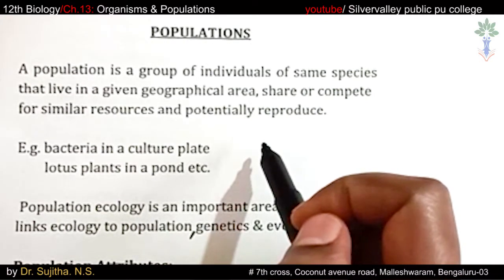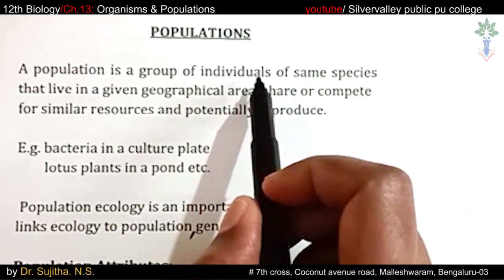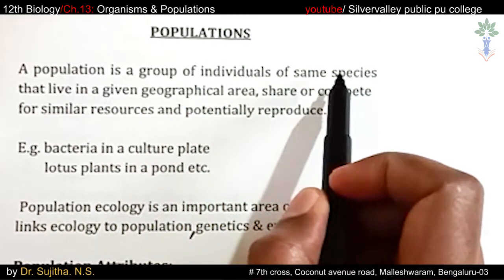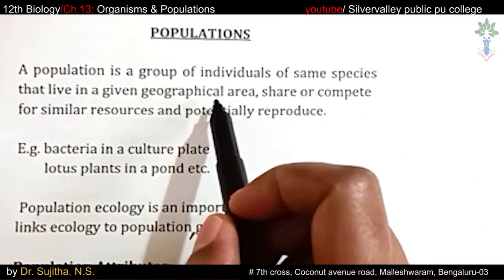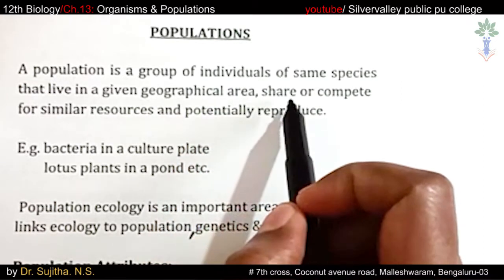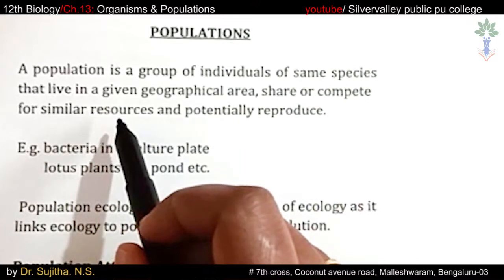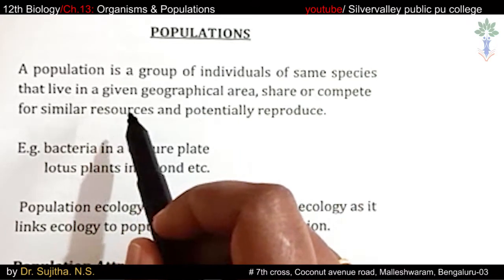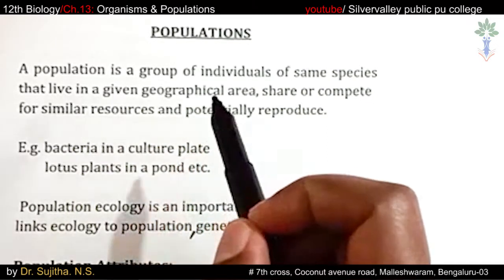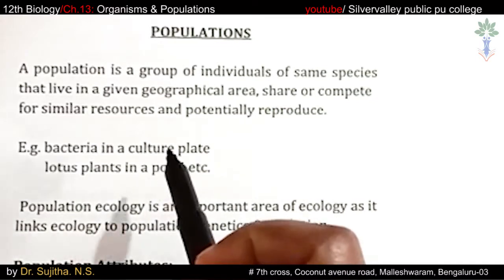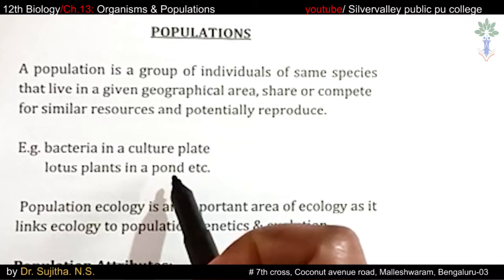With respect to population, it can be defined as a group of individuals of the same species. Here, the species are all the same. They are living in that particular geographical area, and they are competing for or sharing the same resources. Resources can be food or shelter, and they have the potential to interbreed among themselves. Examples are bacteria in a culture plate and the lotus plant in a pond.